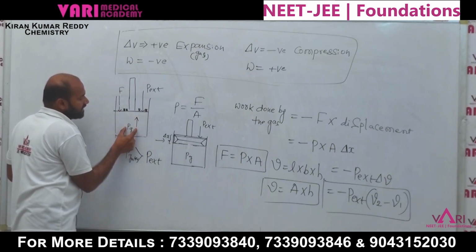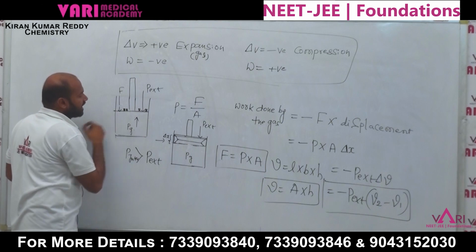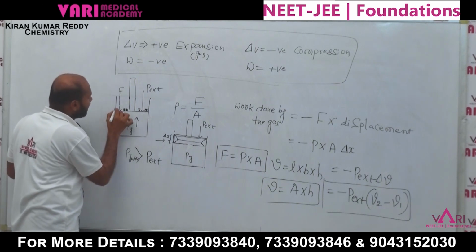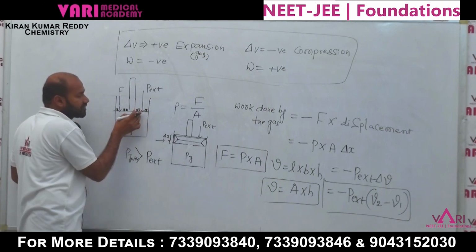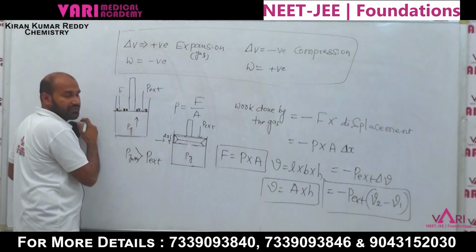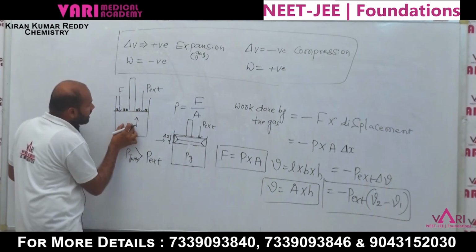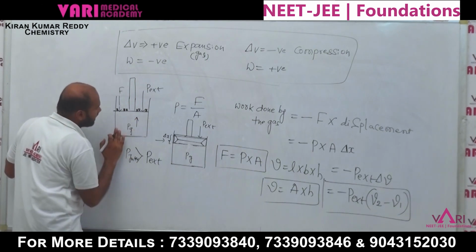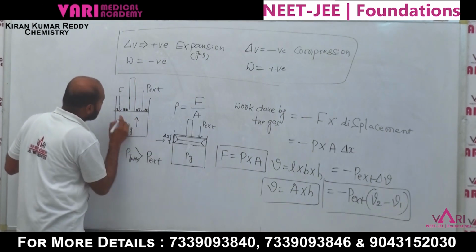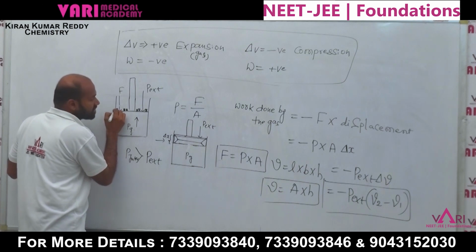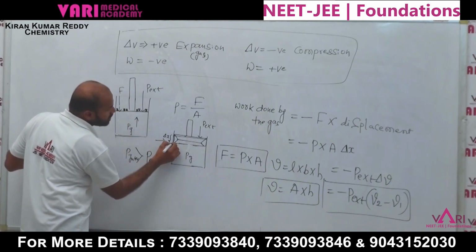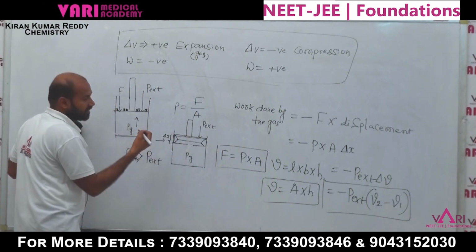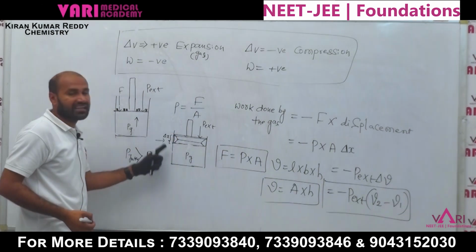Now I am taking one vessel fitted with one piston. Here is P internal gas, P external gas. Initially I put some weights here, more weights. After I remove these weights, what is happening? P internal gas is greater than P external. The piston position is changing from this position to this position, a displacement. That displacement is delta x.